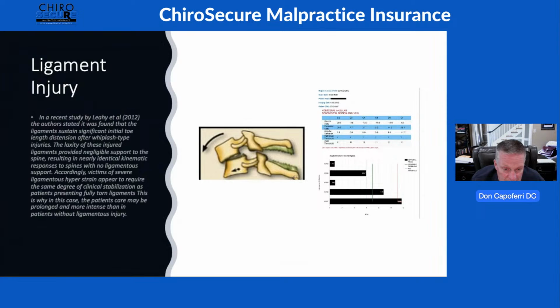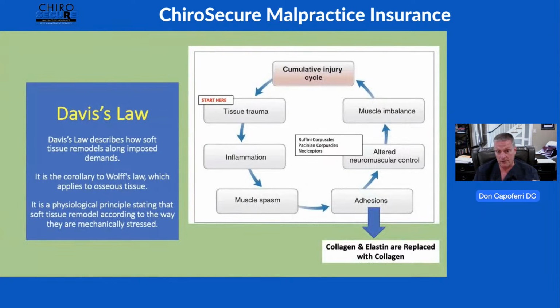This study by Leahy in 2012 talks about partial tears of ligaments having the equivalent compromise of the biomechanics as full thickness tears. So they just don't have the acute symptoms of a full thickness tear. Davis's law is what we're talking about. A lot of you have probably heard of Wolff's law. We're going to talk about that in just a second. But Davis's law is Wolff's law for connective tissue.